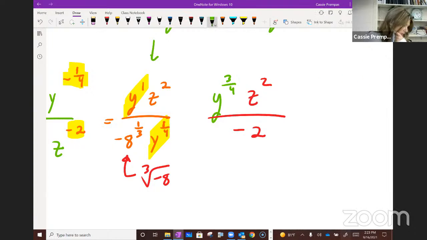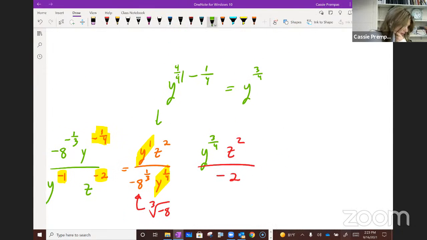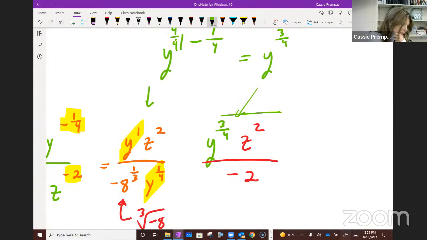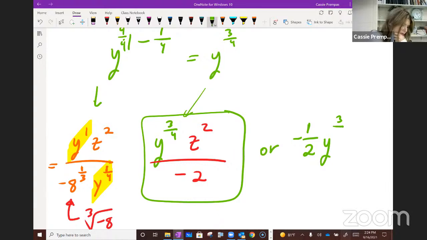Then the y to the first over y to the 1/4. I know when dividing two numbers with the same base, I have to subtract the exponents. So 4/4 minus 1/4 gives me 3/4. That's positive, so it's going to stay in the top. And then the last thing I have is that -2. It applies to the exponent, right? Yeah. You can keep it like that, or you could call it -1/2 times y to the 3/4 z squared like the book did, but both of those answers are fine.